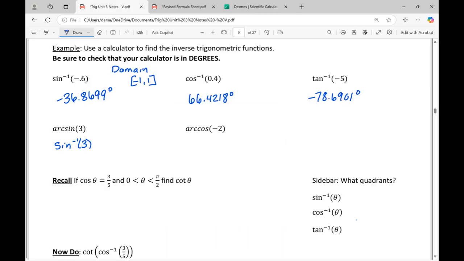Well, remember what we just said? You can only plug in numbers between -1 and 1 into sine and cosine inverse. So what is this one? It doesn't exist. It's undefined. Similarly, I know right off the bat, -2 is not between -1 and 1, so I don't even need my calculator for this one to know that the answer here does not exist.